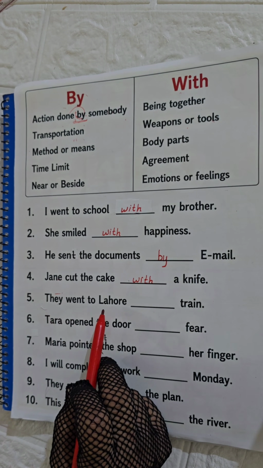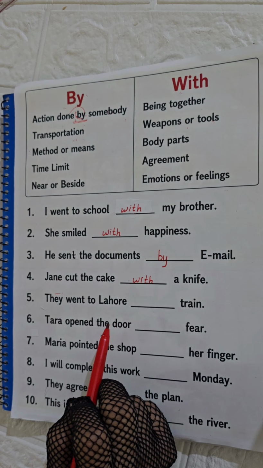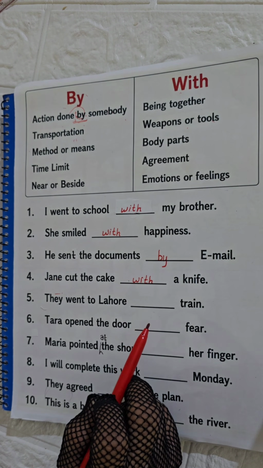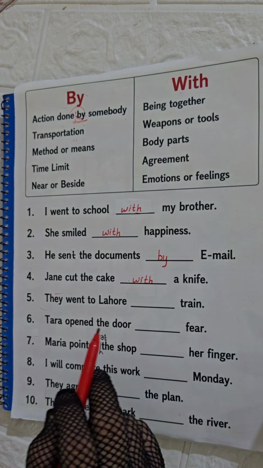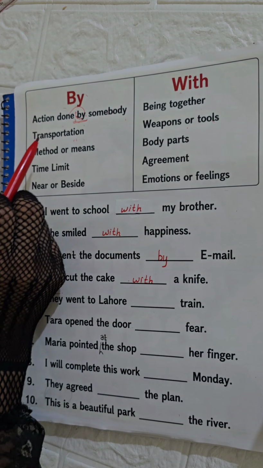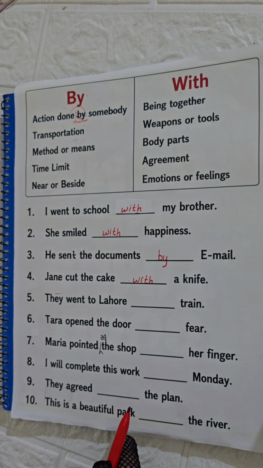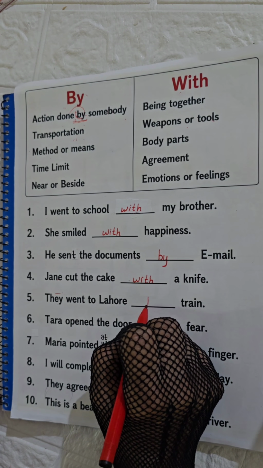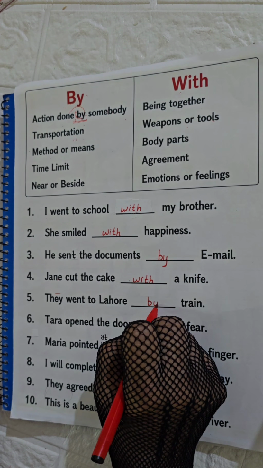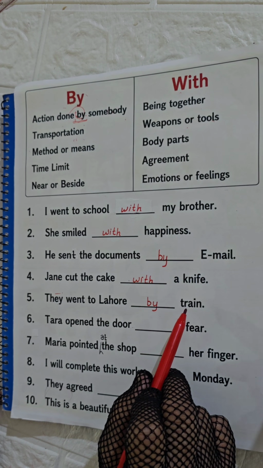Number five, they went to Lahore blank train. What will you write in the blank? By or with to complete the sentence. This sentence shows transportation. When we talk about the means of transport, we use by. Therefore, we will write by in the blank. Now, the complete sentence is they went to Lahore by train.